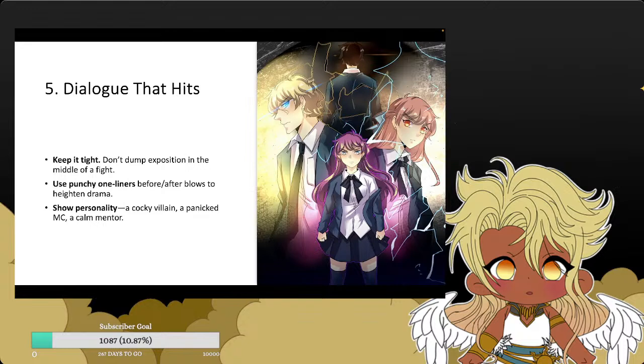So then use punchy one-liners. So this is before or after blows to heighten the drama. So if two characters are fighting, they're not going to per se be, well, I guess they could. It depends on the situation, but generally I feel like it's better to trash talk before and after the action sequence. So maybe they pause for a minute in the fight, then you have a little bit of trash talk, and then they get back to it, and then you let the panels just do the work.